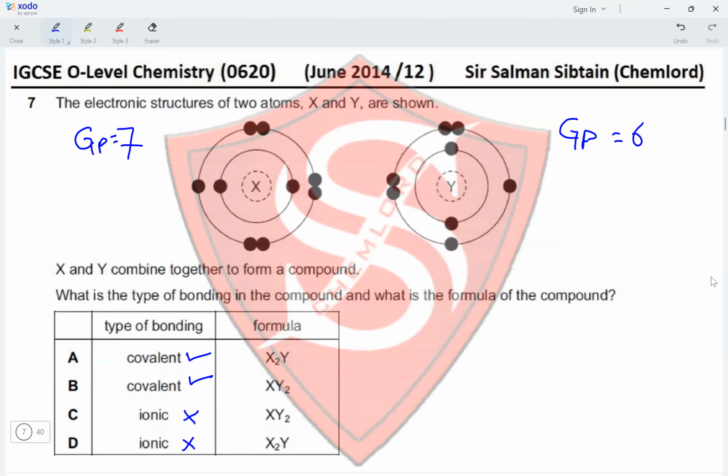Now, Y needs to gain 1 electron each from one separate X. That means two X's will combine with Y. So the molecule that will form would either be called YX2 or X2Y. One of these ways of writing the molecule would be correct. So in option A, we've got X2Y, which is one of the methods. And in B, we've got XY2, which makes option B incorrect. And option A is the correct option for this question.